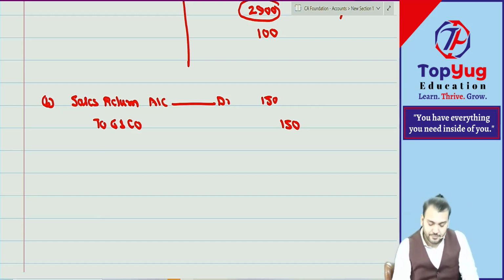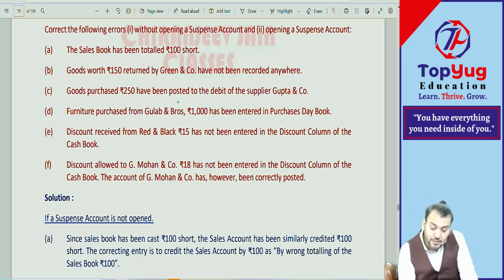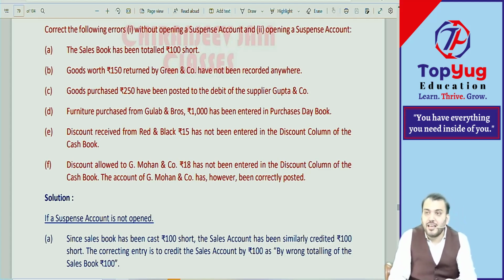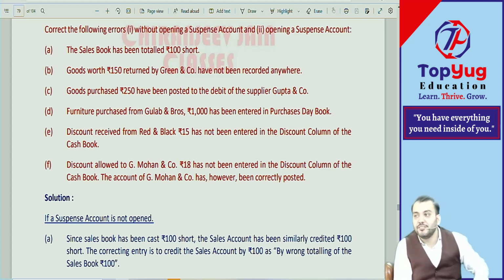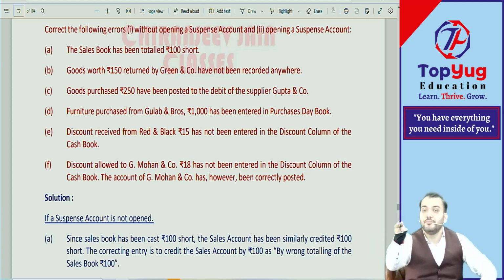Correct. Next. Goods purchased 250 have been posted to the debit of supplier Gupta and Company account. Means Gupta and Company should be credited, but by mistake we have debited. So one sided, two sided? One sided. Why one sided? Because in purchase account there is no mistake. Mistake is only in supplier account. Who will give the rectified journal entry? You will give. Hurry.